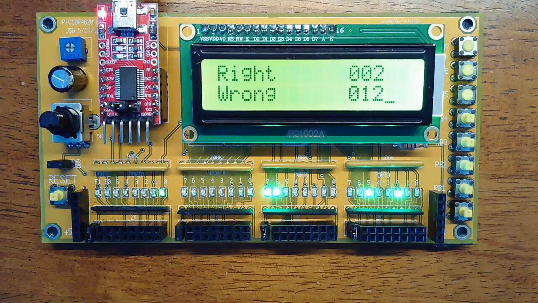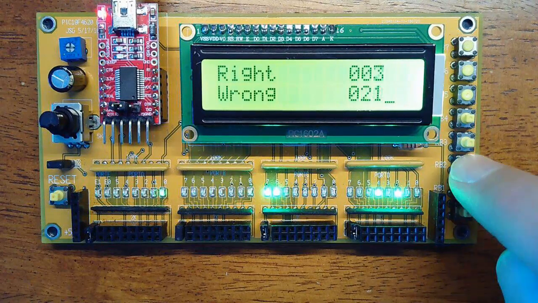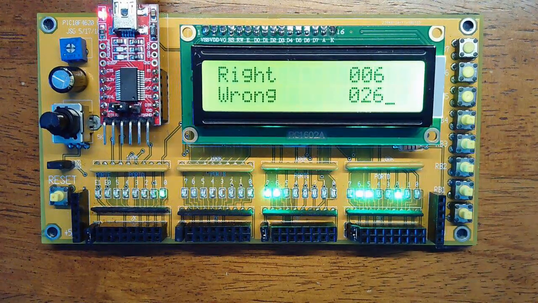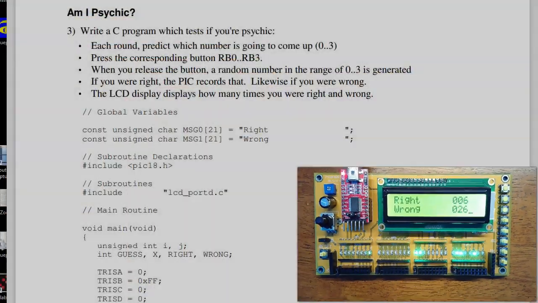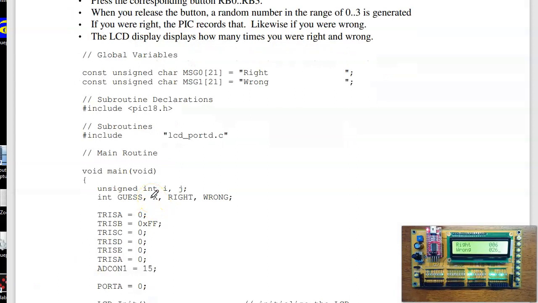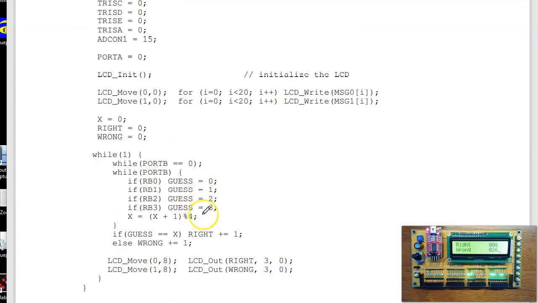This is kind of a way to collect data automatically. You can sit there and guess what number is going to come up and see, are you correct more than you should be? Are you psychic? Well, the first step is write a program that generates a random number, keeps track of which number you bet on, and sees if you're right.